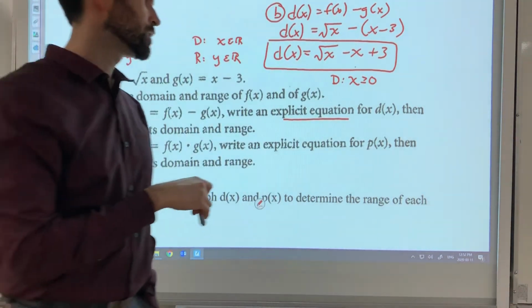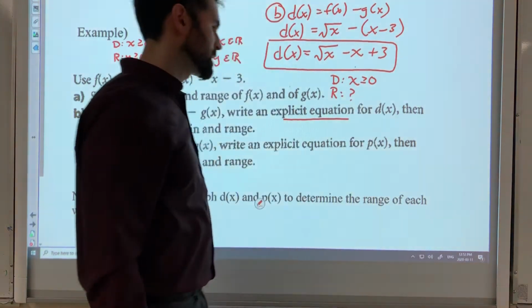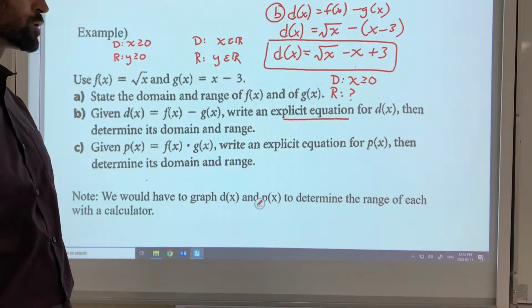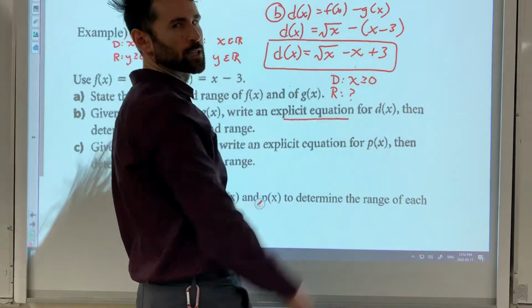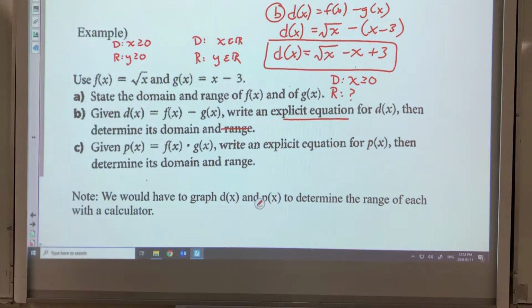In general, they're not going to get us to find the range very often on the exam. It almost never happens. It's too tricky. Without graphing this, it's going to be too hard to figure out the range. So we're not actually going to do that part.